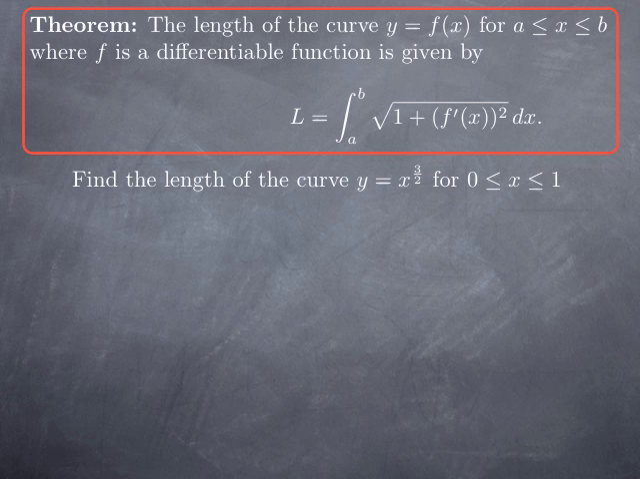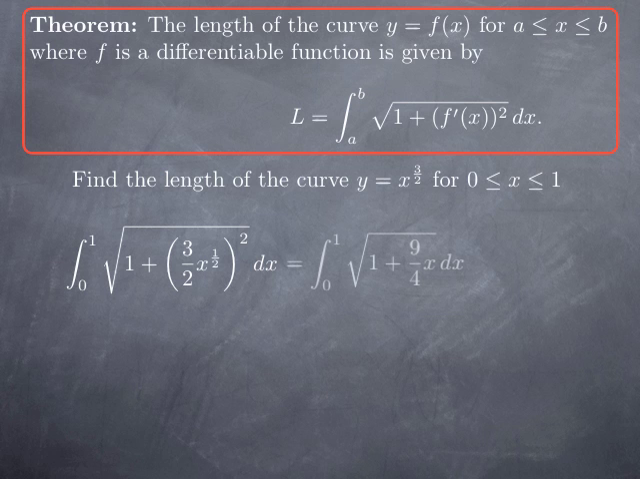So just applying the theorem, this length is going to be given by the integral from 0 to 1 of the square root of 1 plus the derivative of x to the 3/2, squared. But the derivative of x to the 3/2 is 3/2 x to the 1/2. And when we square that, we obtain 9/4 times x to the 1/2 squared. That gives us just x. So we end up with the integral from 0 to 1 of the square root of 1 plus 9/4 x.